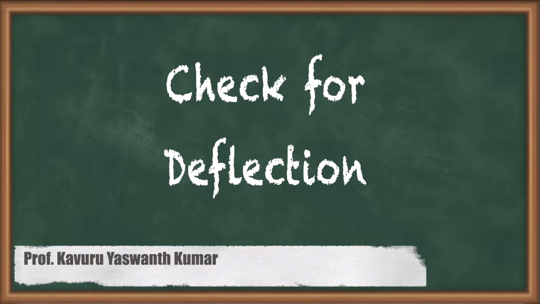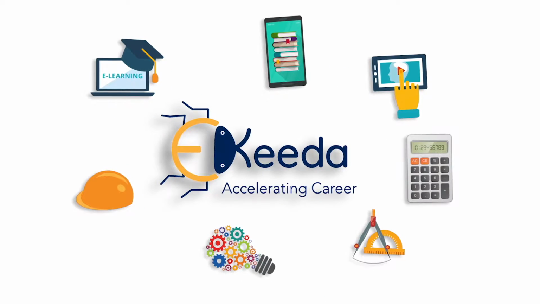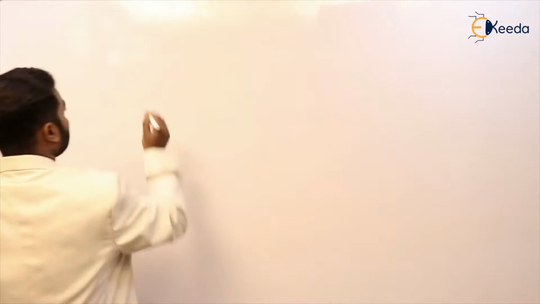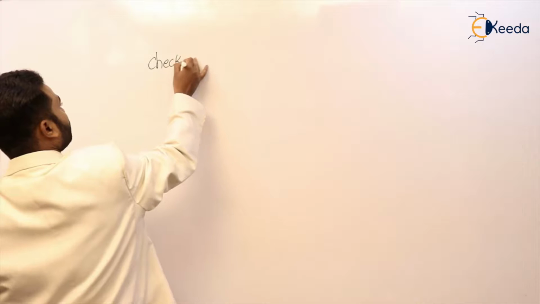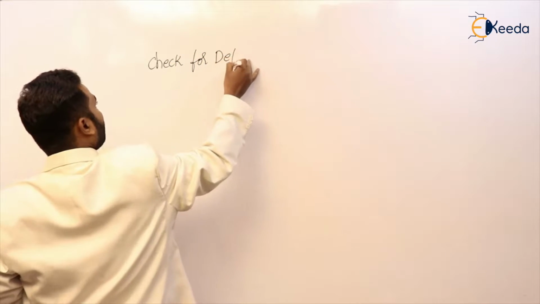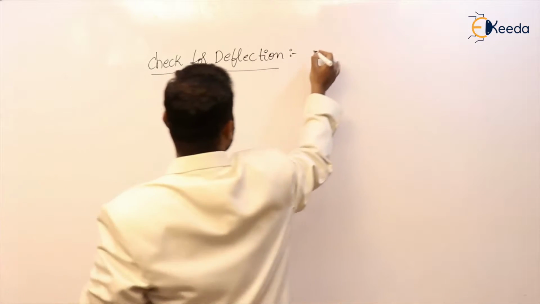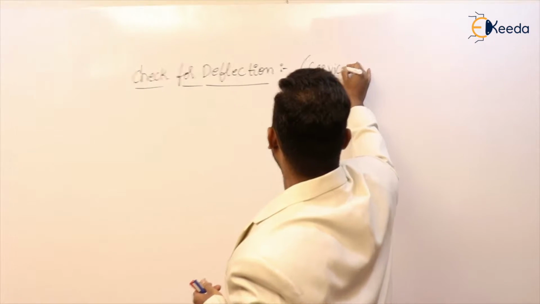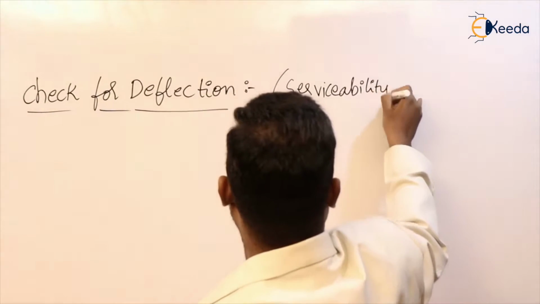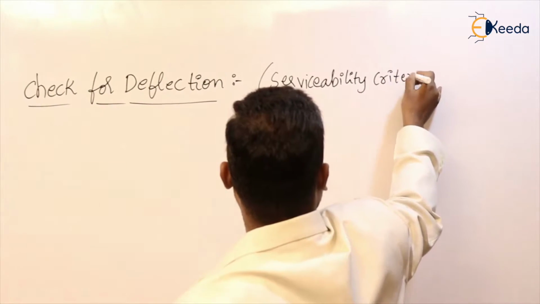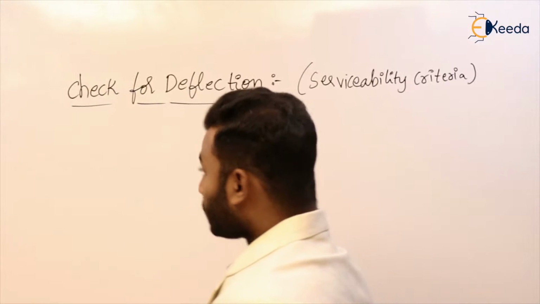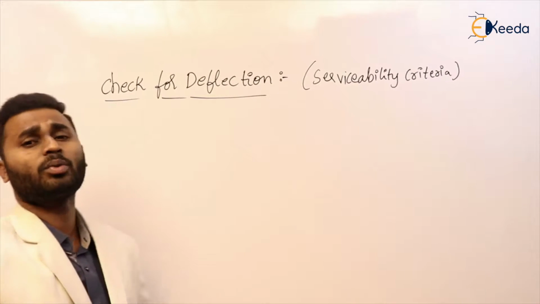Hello everyone, in this video we are going to discuss the provisions related to the permissible deflections of various types of beams. Next is the check for deflection. Obviously, this is known as the serviceability criteria. So if we look at the check for deflection, why do we have to prevent the deflection?